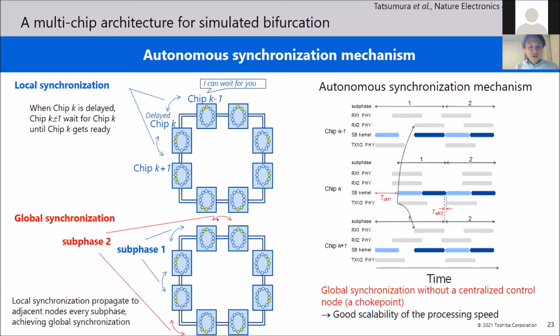The requirement for synchronization accuracy is getting more and more severe as we increase the number of chips. This synchronization mechanism realizes the synchronization accuracy required for the increased computational powers provided by the multiple chips, allowing all chips to fully utilize the computational resources in the time domain, eventually leading to the good scalability of the processing speed.